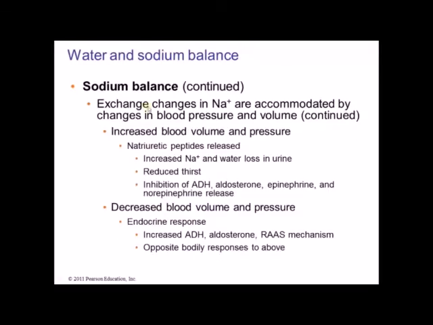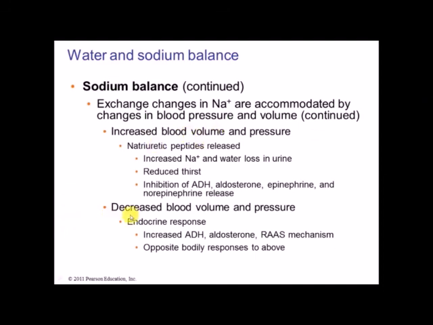And then again, if we look at sodium balance, exchanges are accommodated by blood pressure changes. With increased blood pressure and volume, natriuretic peptide will be released. Increased sodium and water losses are going to take place in the urine. So they basically go against ADH and aldosterone. And epinephrine and norepinephrine also are going to be inhibited, trying to decrease the amount of blood volume that you have.